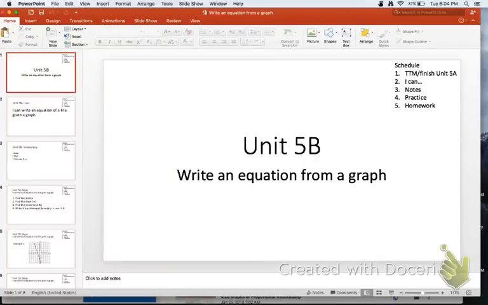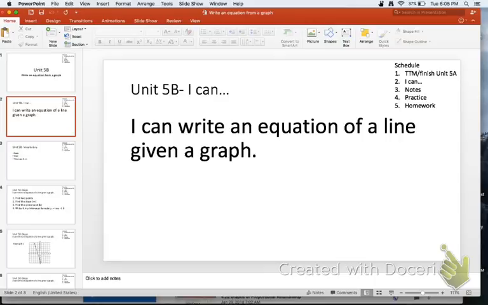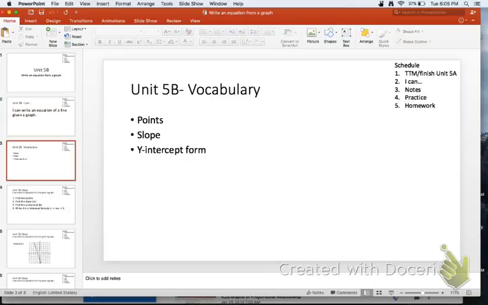Hi class, and today we learned about how to write an equation from a graph. Our I can was: I can write an equation of a line given a graph.